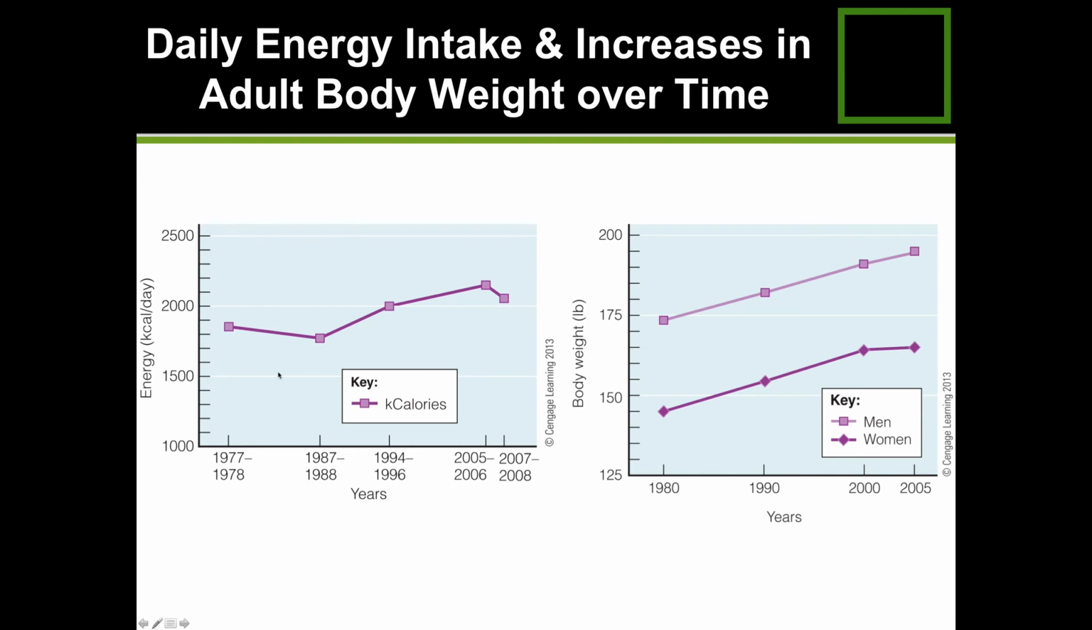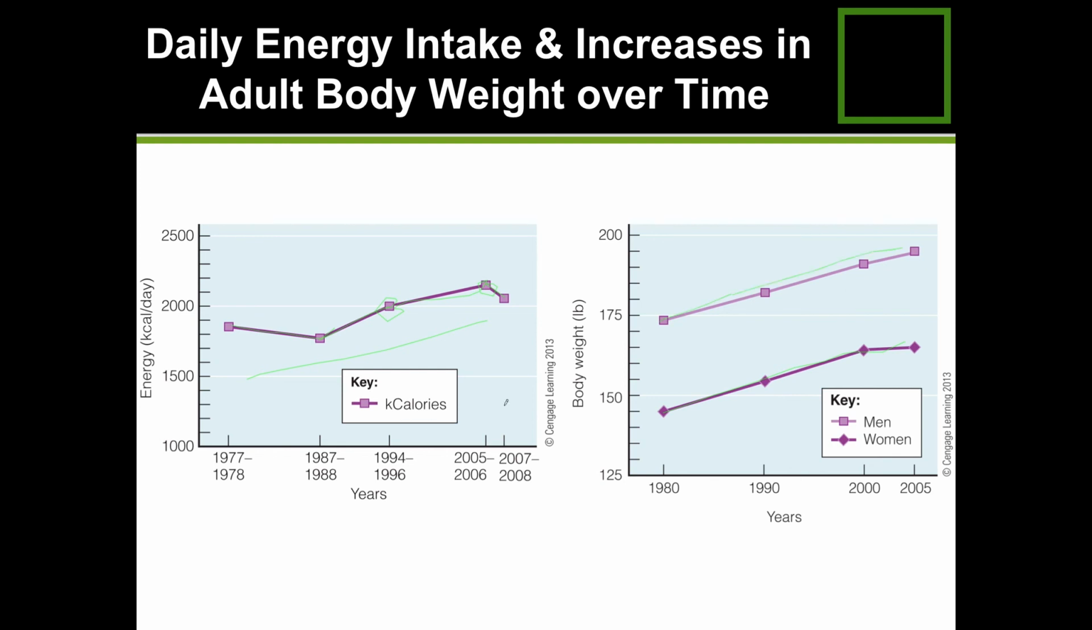All right, so here is your daily energy intake and increases in adult body weight over time. So again, you have seen from the 70s, the intake of calories went down a little bit to the 80s, and then in the 1990s, they kept on increasing into the 2000s, and then there was a sharp decline, okay? But as you've seen, as calorie intake has gone up, so has body weight. This down here is women. So women have actually increased and plateaued a little bit, and men just continue to increase too.